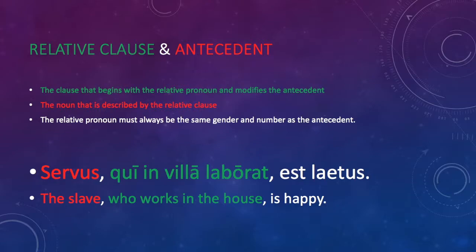So this example, servus qui in villa laborat est laetus, translates to the slave who works in the house is happy. In red, you see the antecedent, servus, or the slave, being described by qui in villa laborat, which is who works in the house. The qui is the relative pronoun, and then est laetus is happy.